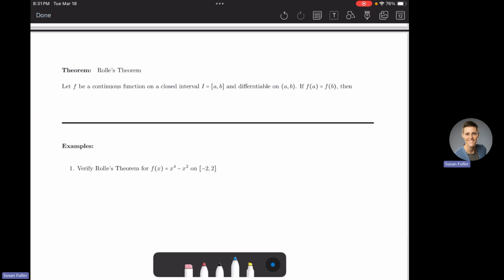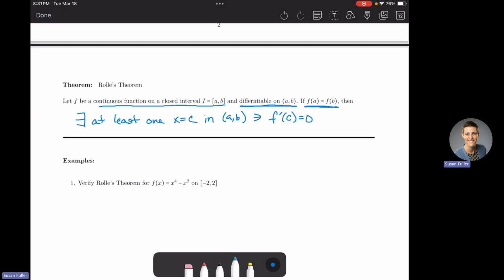This is basically the mean value theorem with the specific case that the average rate of change between your endpoints is 0. So let's think about this. If f of a and f of b are the same, then f of b minus f of a over b minus a, right? If these are equal, my average rate of change is going to be 0 over whatever b minus a is. 0 divided by any number is 0. It's basically the case where the average rate of change between your endpoints is 0.